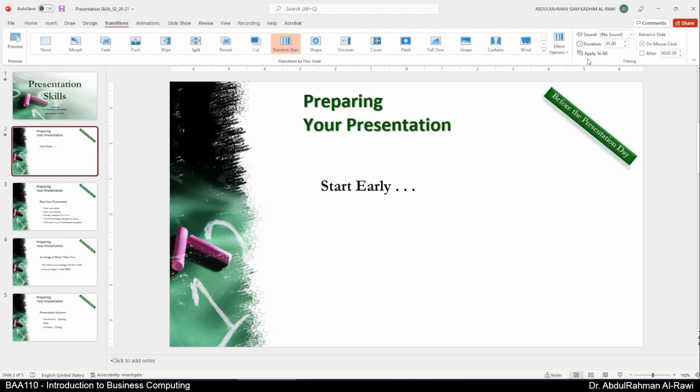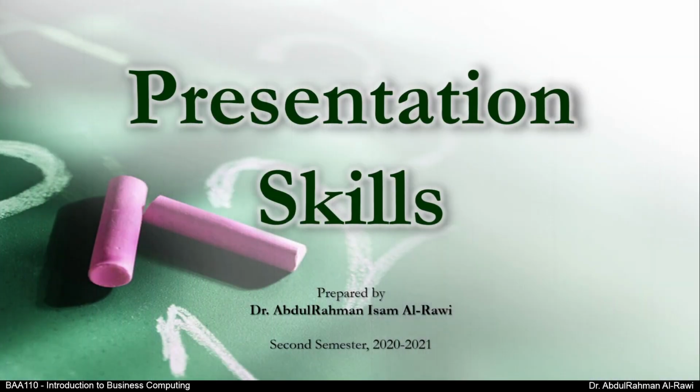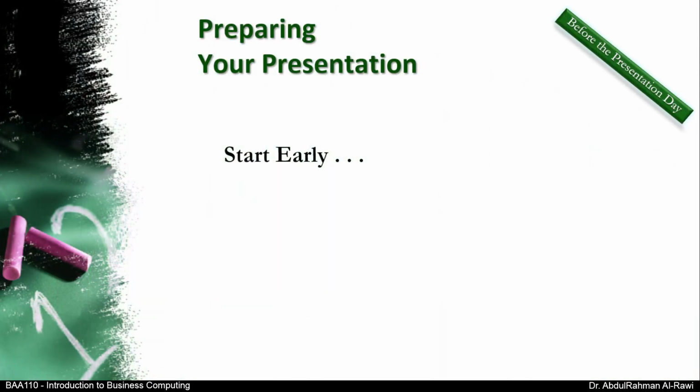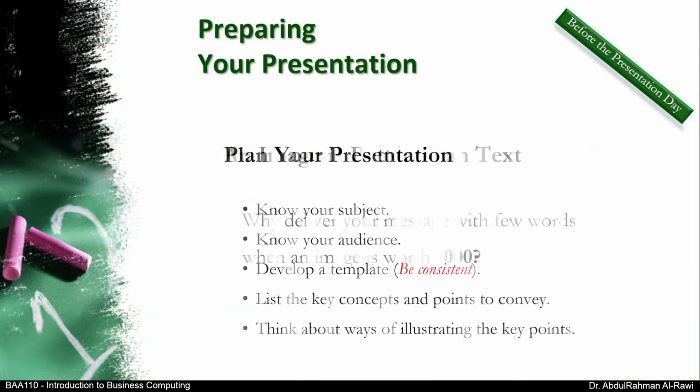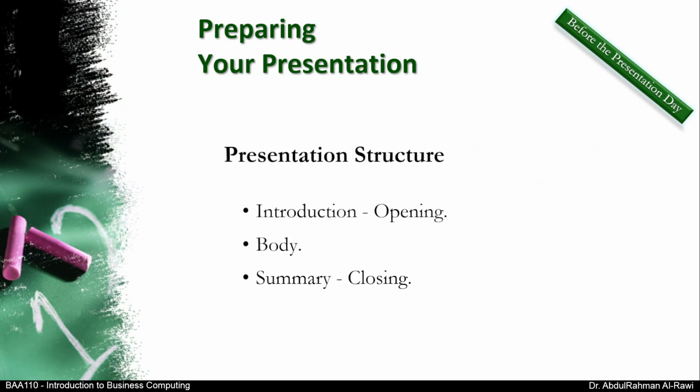So I'm going to apply it to all. When you apply it to all, although this has a wipe transition, it's gonna have random bars now because you selected apply to all. So when you preview it, or let me just press F5, you see even at the beginning it's gonna be random bars. So I have random bars on all slides.